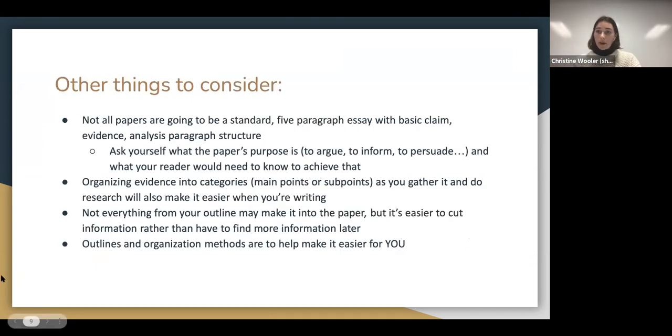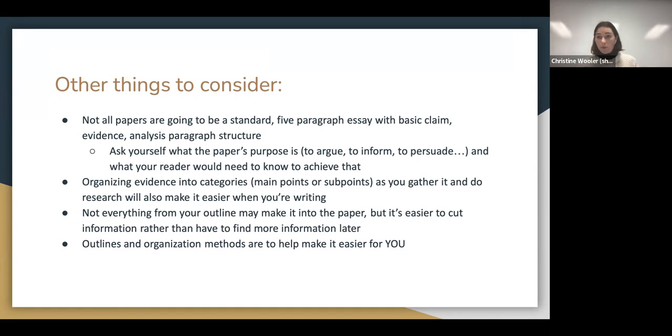Some other things to consider while you're thinking about organization. Not all papers are going to be like the standard three body paragraph intro conclusion paper that we learned in high school, right? There are different types of papers with different purposes. So if you're not totally sure how to organize it and it doesn't fit the sample outline that we talked about, ask yourself what the purpose of the paper is. Are you arguing something? Are you informing? Are you persuading? Are you researching? And then ask yourself what your reader needs to know in order for you to achieve that goal. What are the most important points you need to make? What are the other things they need to know while you're writing this?